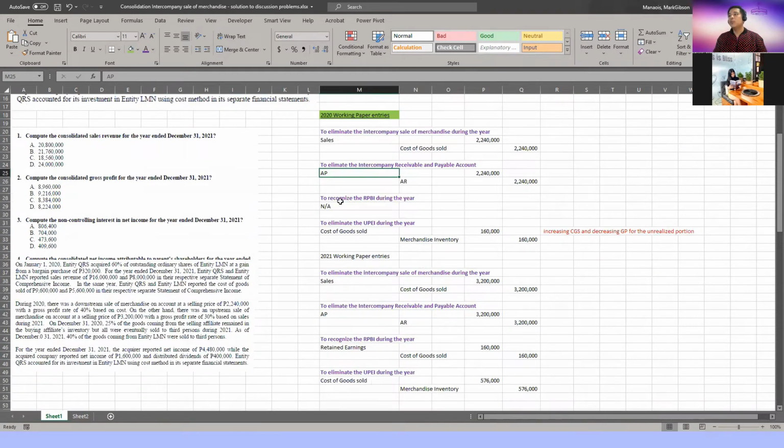Now, to recognize the realized profit on the beginning inventory, RPBI, buuin ko muna ito para at least mas madaling realize profit. Sabi ko dyan, not applicable. Bakit? Kasi 2020 pa lang naman nag-start, di ba? So kung 2020 nag-start, wala pa tayong beginning inventory. Wala pa tayong inventory in relation to intercompany sales. So therefore, not applicable.